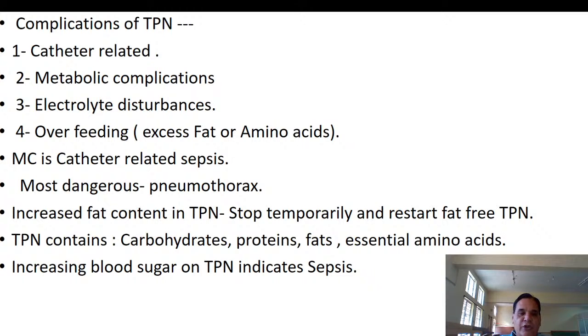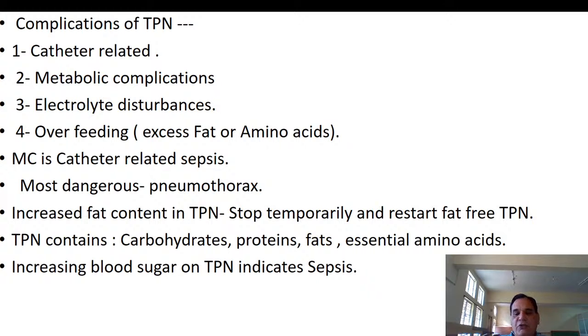Metabolic and electrolyte disturbances can occur, and there can be overfeeding due to excessive fat. The most common complication is catheter-related sepsis. The most dangerous complication is pneumothorax. And if there is too much fat, you have to stop immediately and start fat-free TPN.